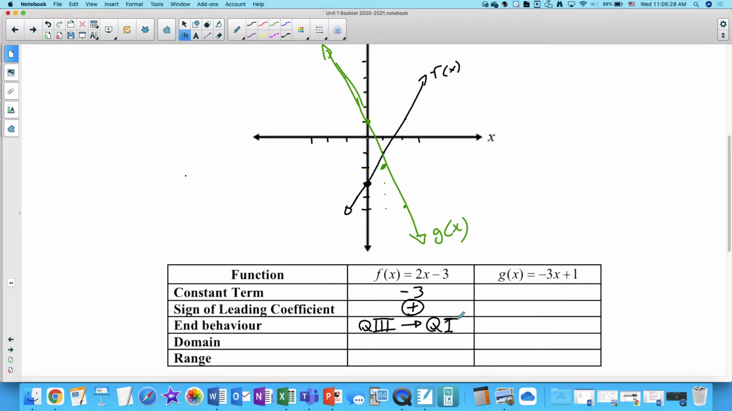What is the domain of f of x? What is the domain? Yes? Yeah, x can be anything, right? Those two arrows, horizontally, this one over here is pointing left, and this one's pointing right. So that means x can be anything. Okay, so x is an element of the real numbers. What about the range? Same thing, yeah. y is an element of the real numbers. Okay? All right, let's move to g of x.